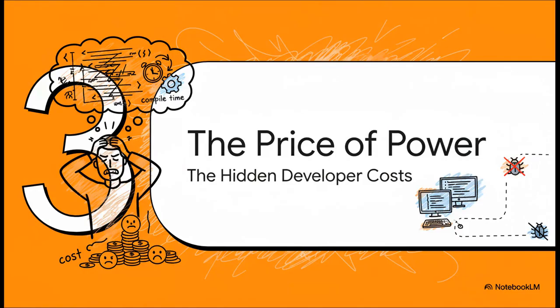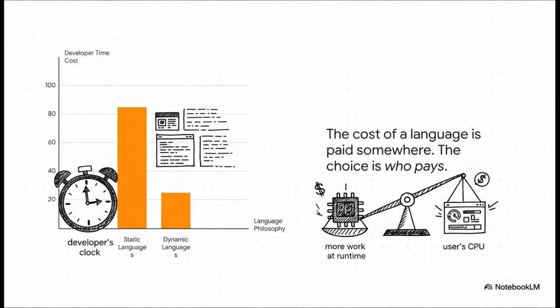So let's talk about the human side of this whole thing, because all of this incredible compile time power, well, it doesn't come for free. There's a cost, and that cost is almost always paid by the developer. And this chart just sums it up perfectly. Static languages shift the burden to the developer, who pays that price in longer compile times and, frankly, more complex code. Dynamic languages shift that burden to the end user's machine, which has to do a lot more thinking at runtime. It's the fundamental choice. Who pays the price? The developer's clock or the user's CPU?